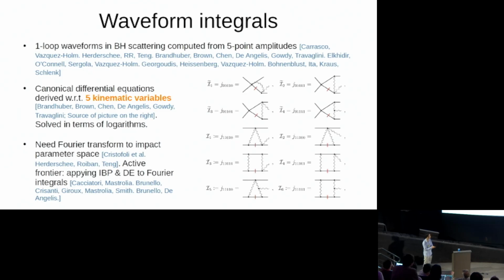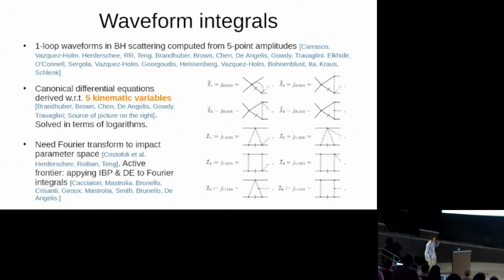To actually get a prediction for black hole scattering with a definite impact parameter, you need to do a Fourier transform, and this has become another frontier in multi-loop calculations, which is adapting the technique of IBP and differential equations to do Fourier integrals. And people have observed many neat things, like iterated integrals with Bessel function kernels.